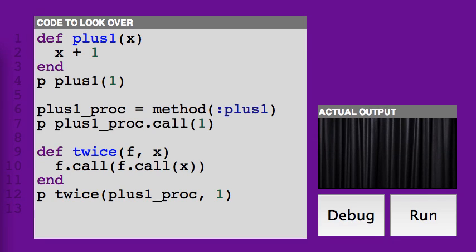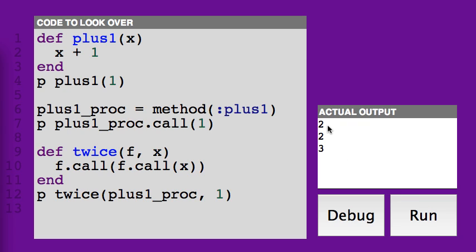Hi everyone. In this lesson, I'll demonstrate the Lambda method and why you might want to use it. So in lines 1 through 4 here, I'm defining a method named plus_one, and I'm calling it. So 1 plus 1 is 2, and that first line of output will be 2.